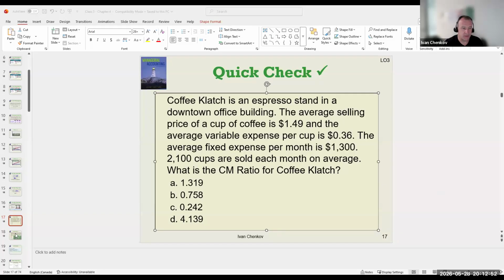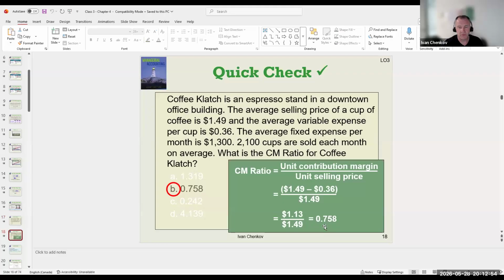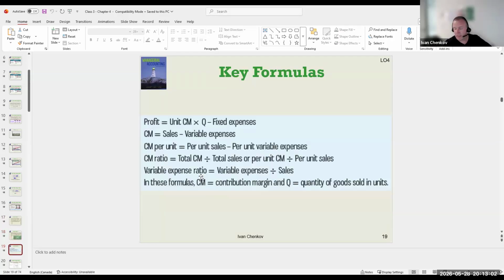So what we're going to do, the contribution margin is equal to 0.758, or 75.8%. So which are the key formulas here? The profit, or operating income, is always going to be equal to the number of units times contribution margin per unit, minus the fixed cost.